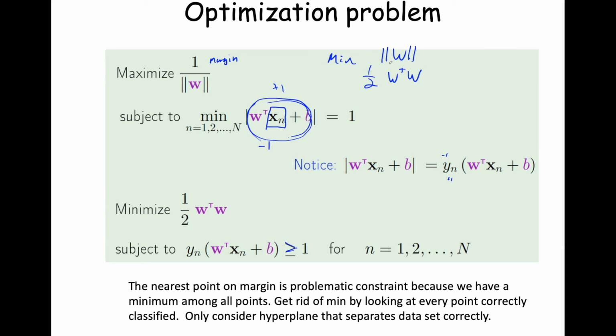So now we can change our expression of this optimization problem from the maximization of 1 over magnitude W to the minimization of 1/2 W transpose W, and it's the equivalent expression, the same optimizer, because monotonic transformations are order preserving.